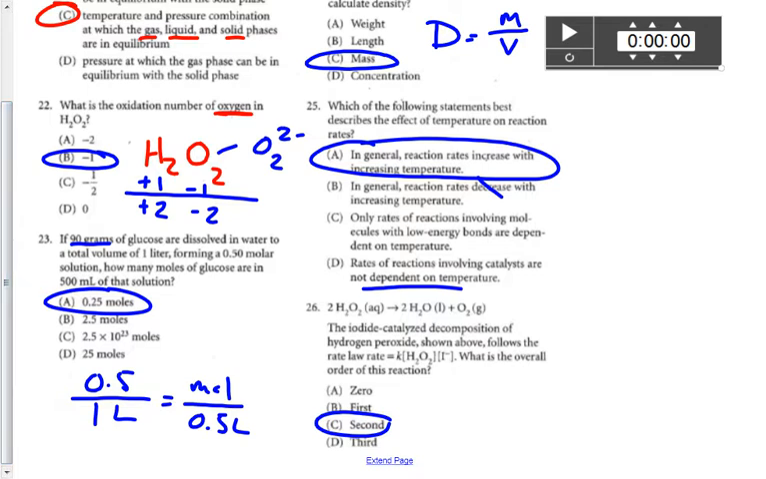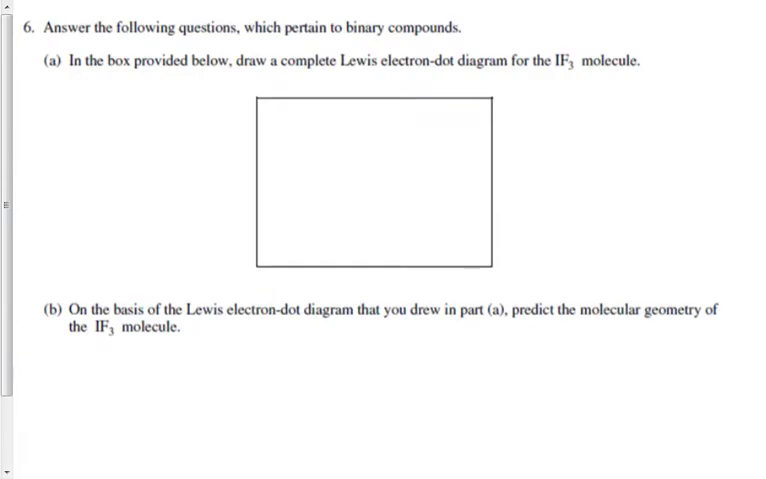All right, let's get to the next problem. This one's going to go a little faster than the first one because it's not a first problem, it's a 6. Okay, in the box provided, draw a complete Lewis electron dot diagram of IF3 molecule. Someone had to do this on final.